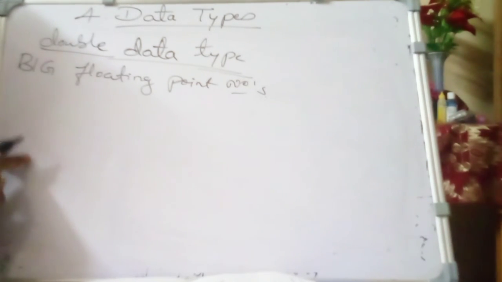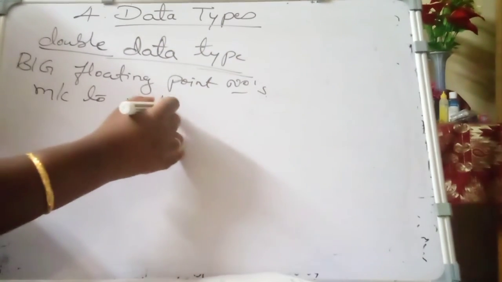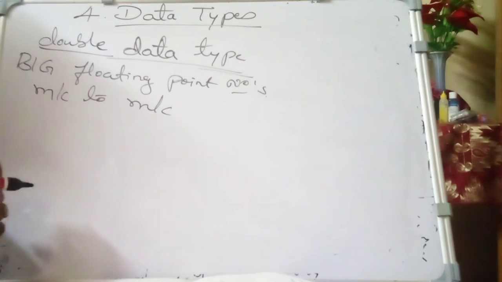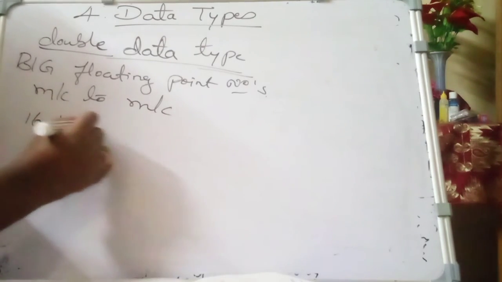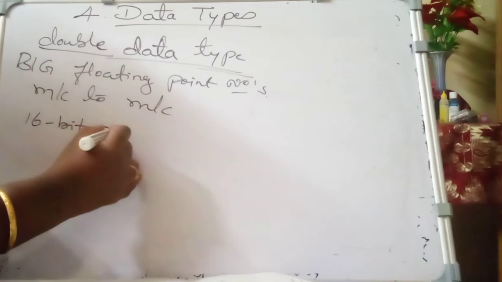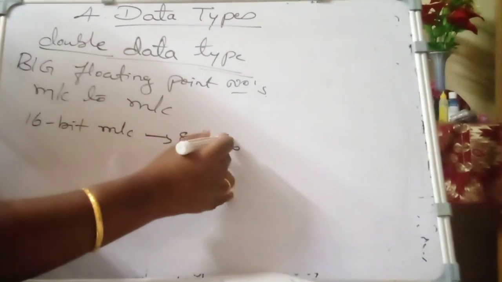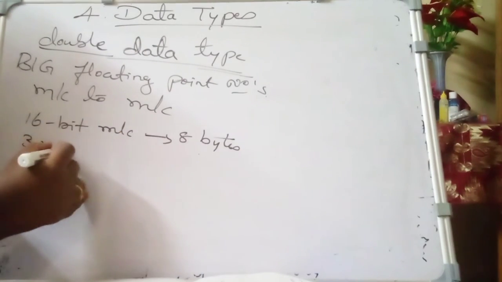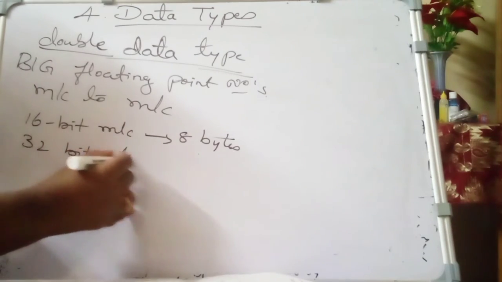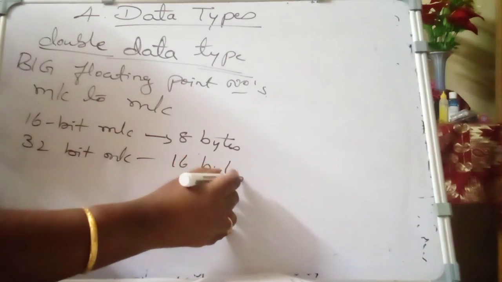The size and range of this double data type varies from machine to machine. Suppose it is a 16-bit machine. If it is a 16-bit processor, then the size for double is 8 bytes. If you are using a 32-bit machine, if it is a 32-bit processor, then its size will be 16 bytes.